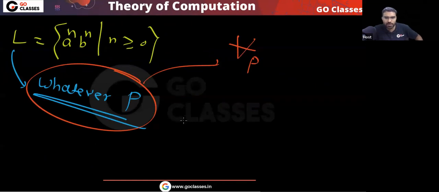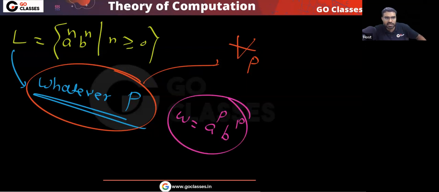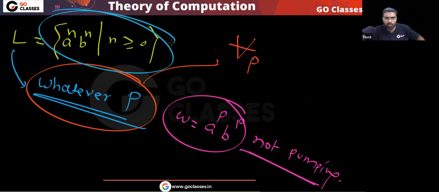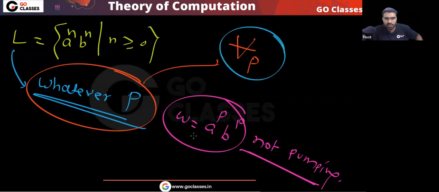So for every P, what was happening? For every P, this candidate string, A power P, B power P, was not pumping. Whatever P you take. Agree or not? For this language, we have already seen that for every value of P, this string will say that I am not pumping. So I can say L is failing the pumping lemma.